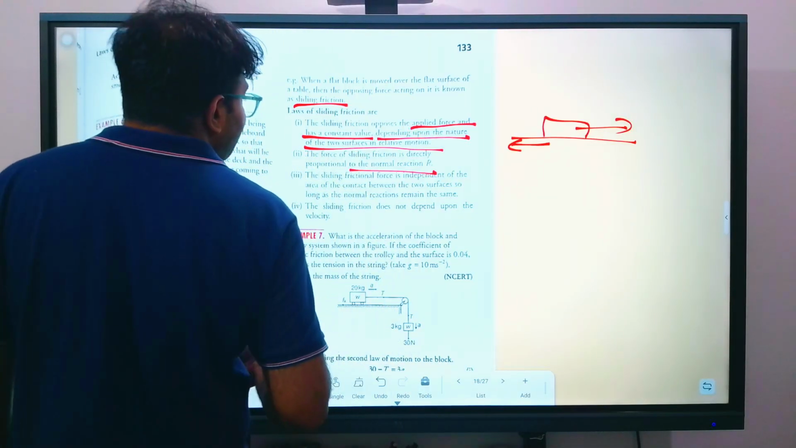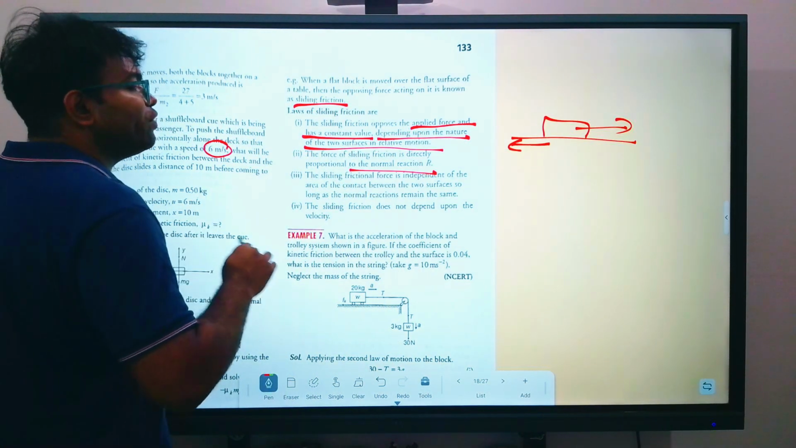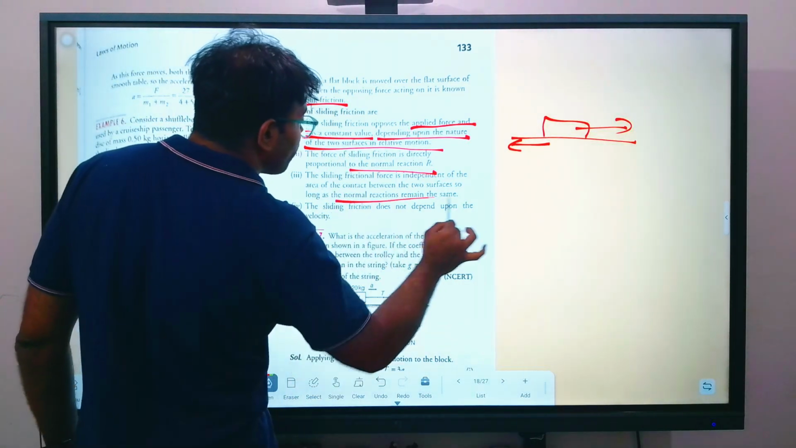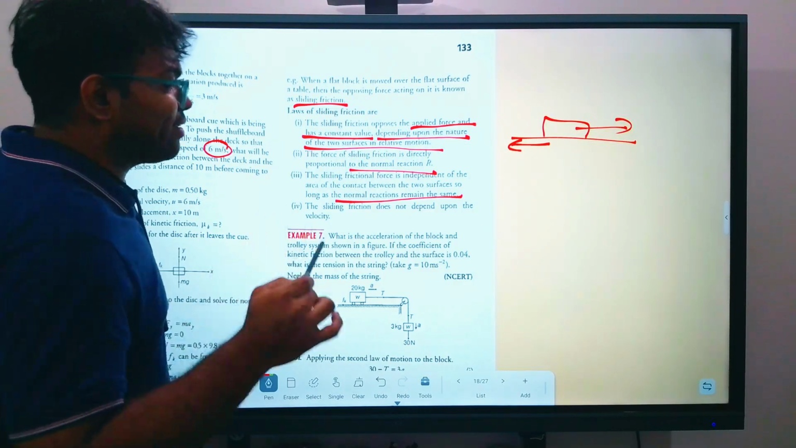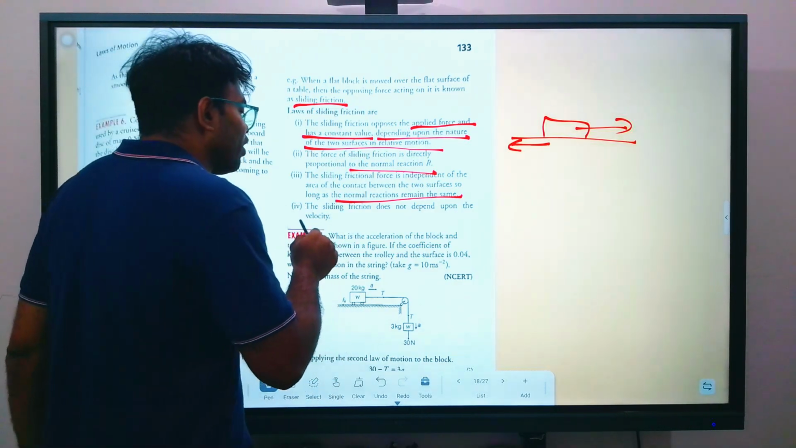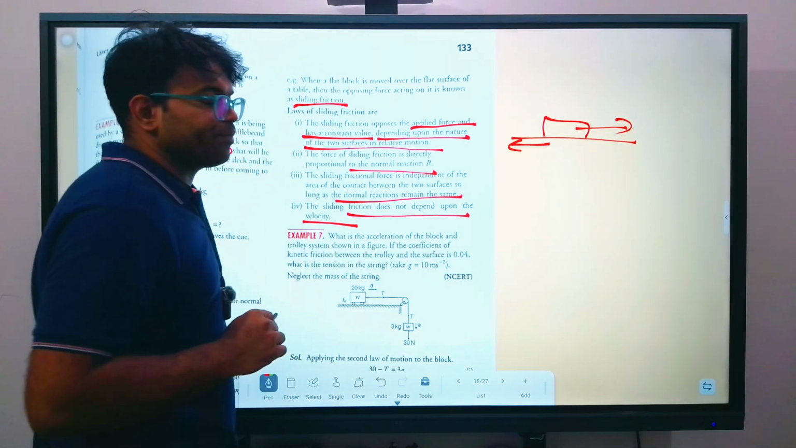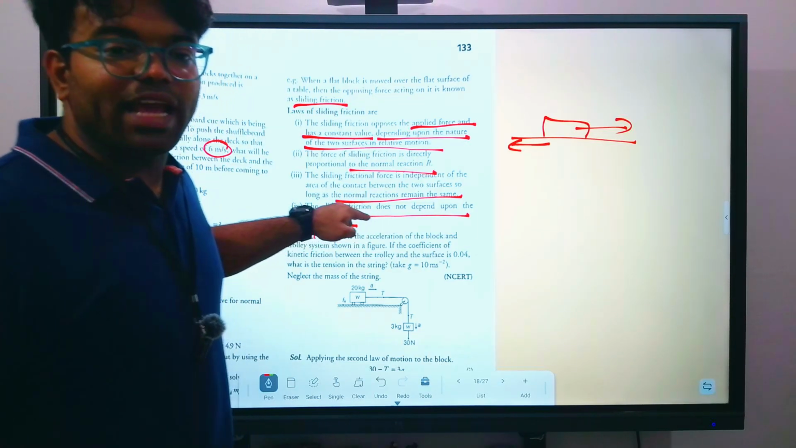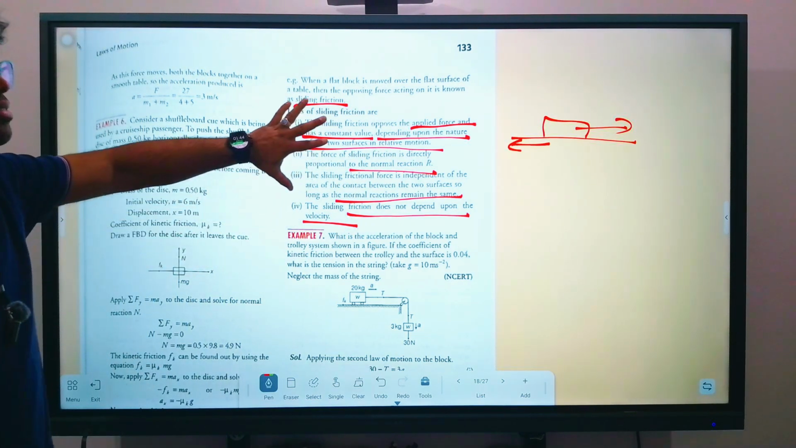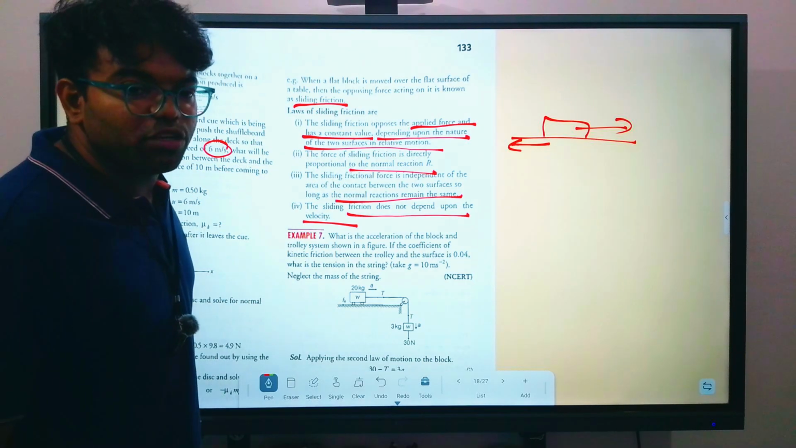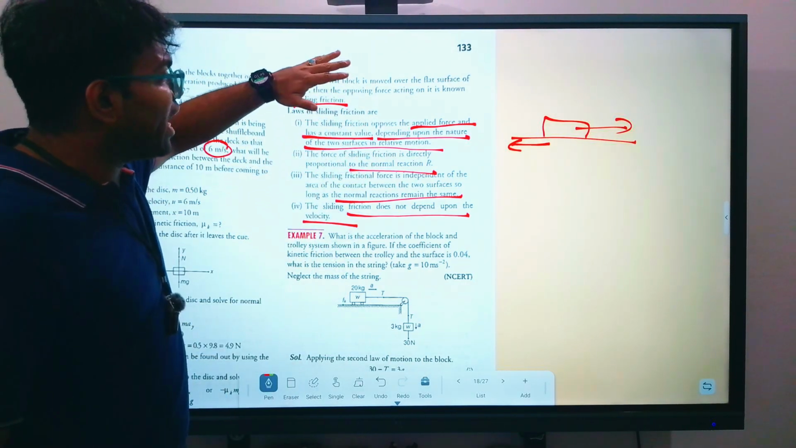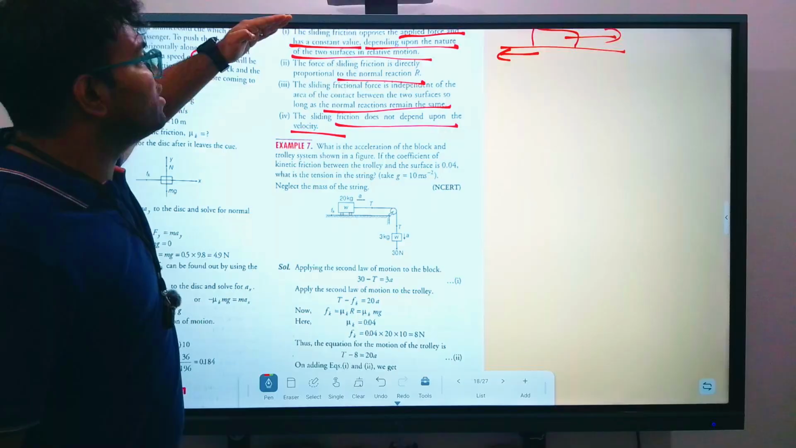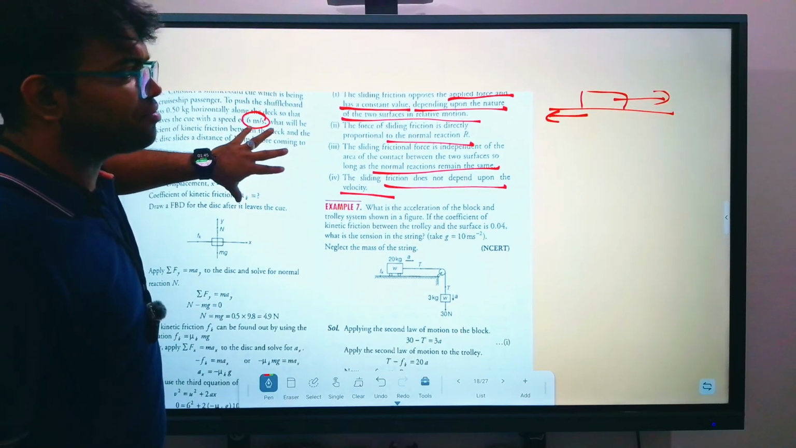Next, the sliding frictional force is independent of the area of contact between the two surfaces as long as the normal reaction force remains the same. The sliding friction does not depend on the velocity. All these points are being repeated again and again. We did the same points for dynamic friction also, right? Dynamic friction and sliding friction have the same value. Are there any doubts in these 4 laws?